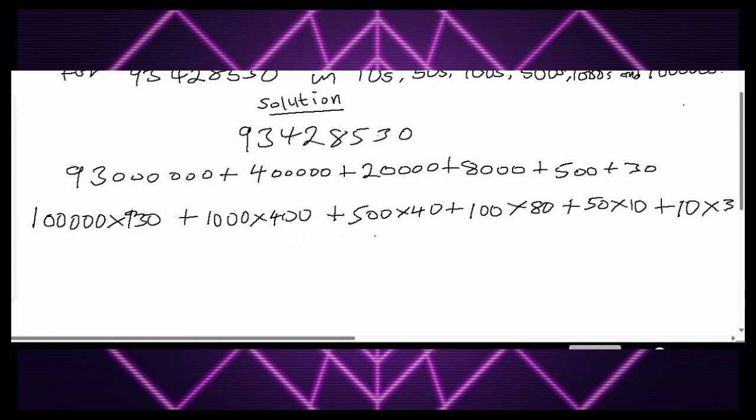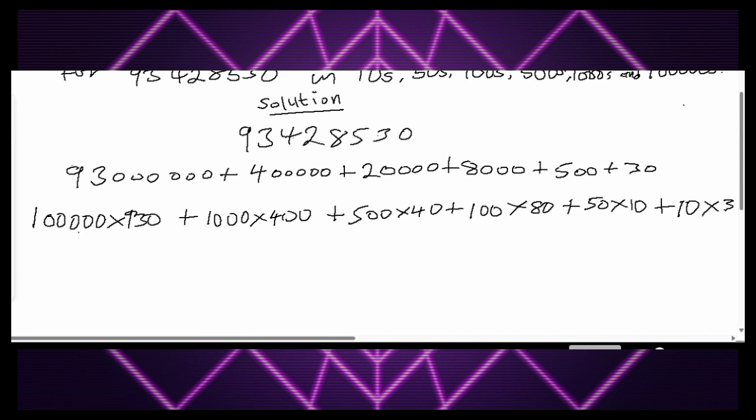Expanding the figure this way before trying to write it in the multiples of 10s, 50s, 100s, 500s, thousands, and 100,000s makes everything very easy, right? You realize that when you sum up these terms, you're going to get the original figure that was given to you in the question.